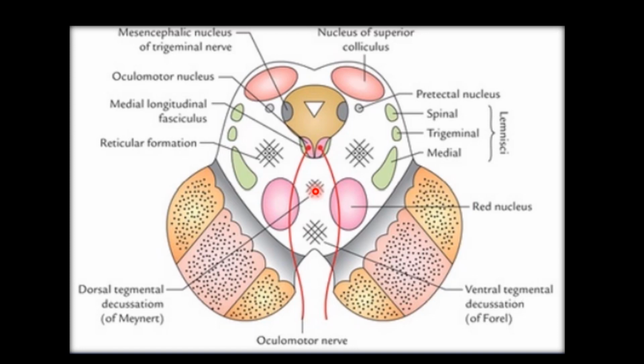Now we come down to the next decussation, the ventral tegmental decussation. This decussation is actually referred to as decussation of rubrospinal tract. These are tracts arising from the red nucleus. So they also decussate here, and they are called the ventral tegmental decussation or tegmental decussation of Forel. At this level, the medial longitudinal fasciculus is bound to the nucleus of the oculomotor nerve, as we noted earlier in this lecture.